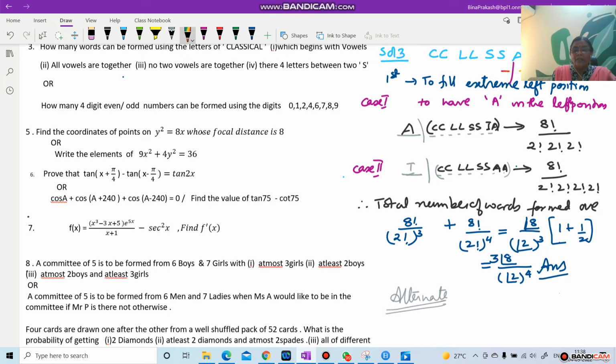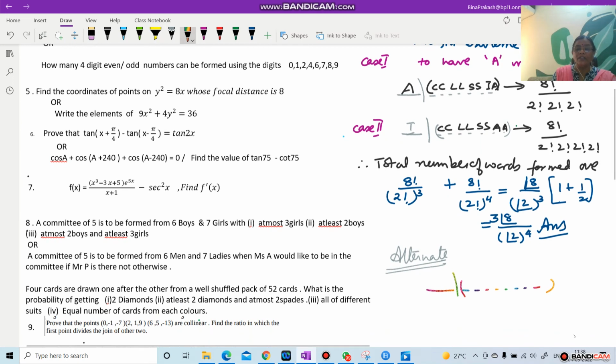We have identified that we have to fill in the extreme left by one of the elements A and I. So we assume that there are two different A's. So in that case, how many choices do we have for the extreme left? We have three choices. What are they?